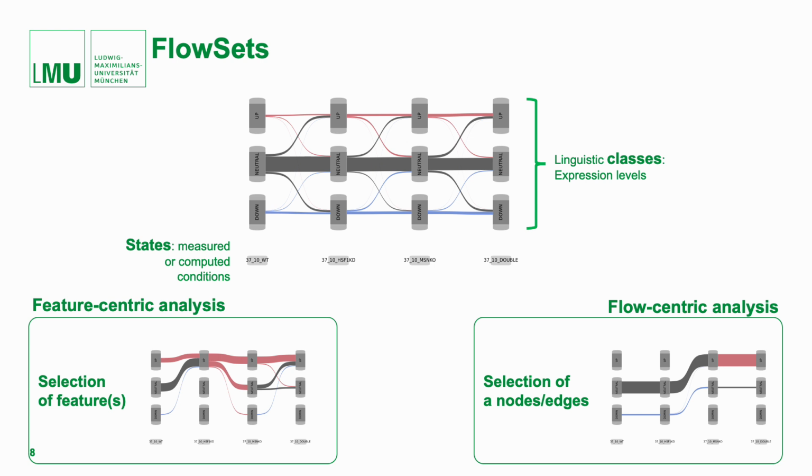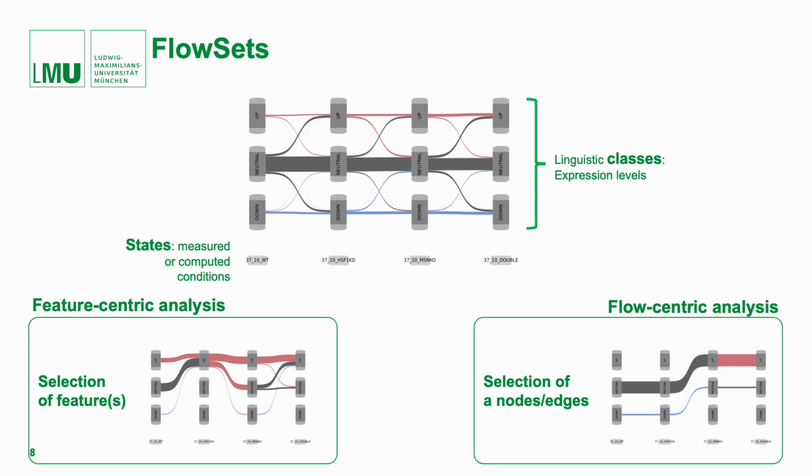One can be interested in features on the left side in the feature-centric analysis, where we select single or multiple features and are interested in how a gene or gene set flows through the FlowSet system, or how genes in the gene set cluster for a given classification.